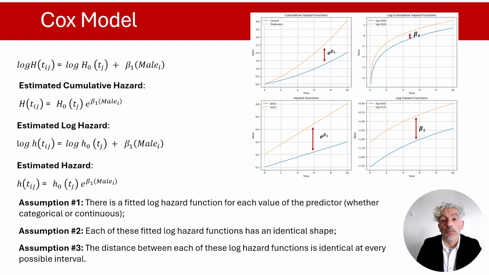It does not matter what shape these functions have, incidentally, but we do assume that the different levels of the predictors will be associated with fitted functions that have the same shape. And finally, the distance between each of these log hazard functions is identical at every possible interval. Like all assumptions, these may be adequate or not, and when they are not adequate or realistic, they can be relaxed. And I will mention that in the next presentation. But it's important to keep those three key assumptions in mind.